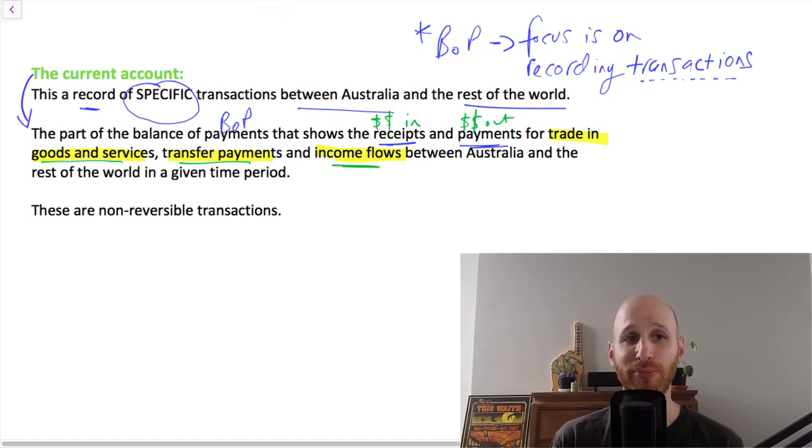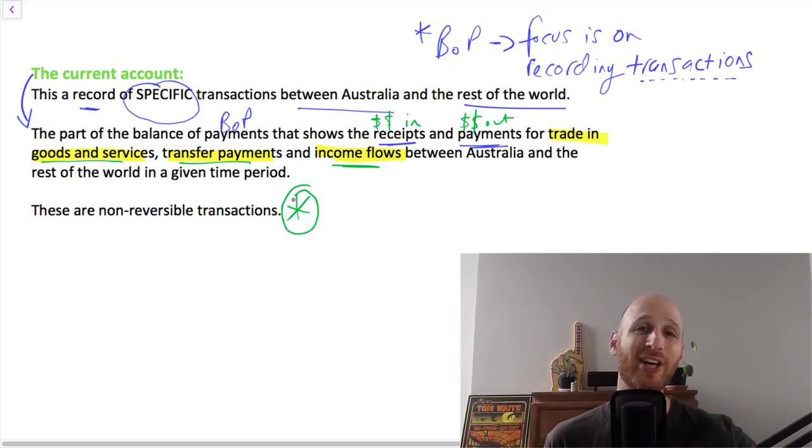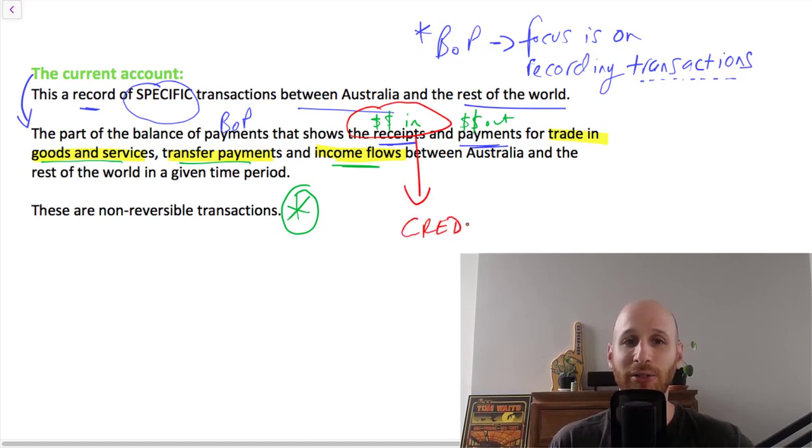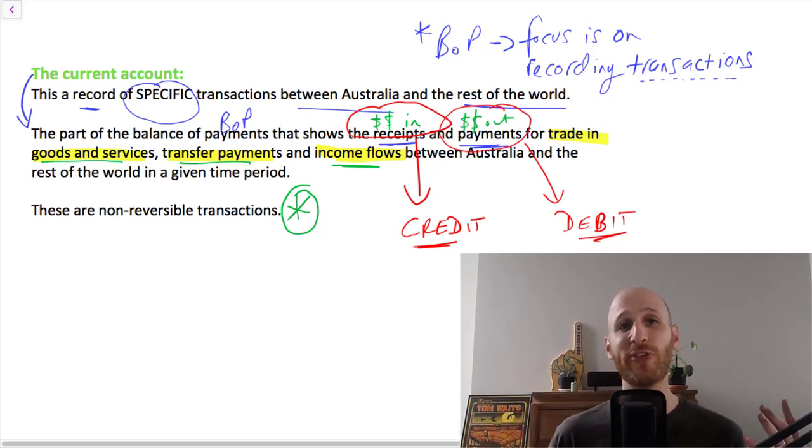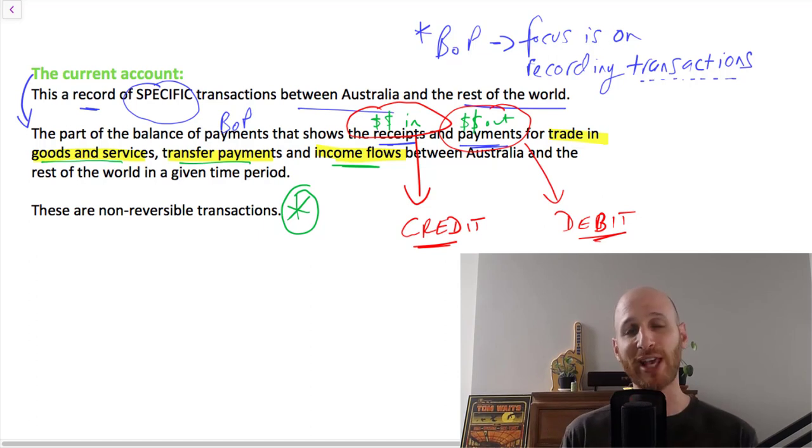Another very important point is that these transactions are non-reversible. They cannot be undone once they are done. So this is the basics of the current account. One thing I'd like to add before we move into the structure of the current account is that when we talk about money going in, we call it a credit, and money going out, we call it a debit. And that was some of the basic processes that we looked at in that introductory video.